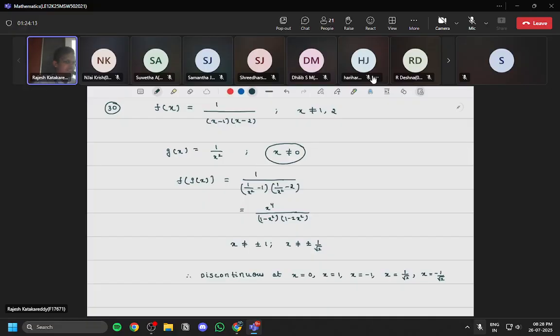So at 0, it is missing point discontinuity. 0 is not there in the domain. At 1, minus 1, 1 by root 2 and minus 1 by root 2, at these points this function is approaching infinity. So that is infinite type discontinuity. We cannot remove them. Understand?